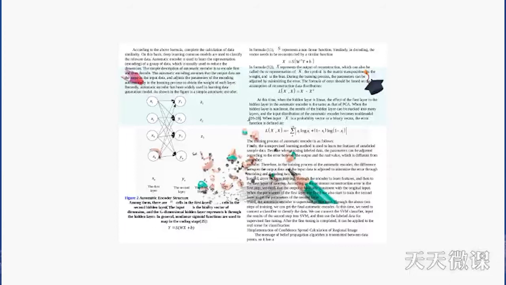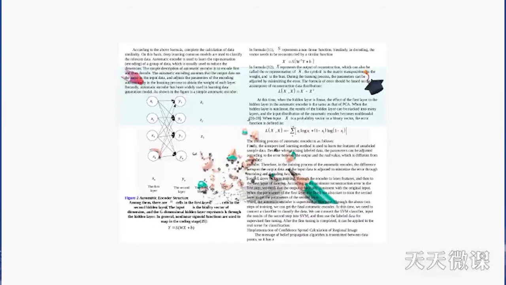Among them, there are N cells in the first layer, M cells in the second hidden layer. The input X is the binary vector of N dimension, and the M-dimensional hidden layer represents H through the hidden layer. In general, nonlinear sigmoid functions are used to map in the coding stage. The training process of automatic encoder is as follows.